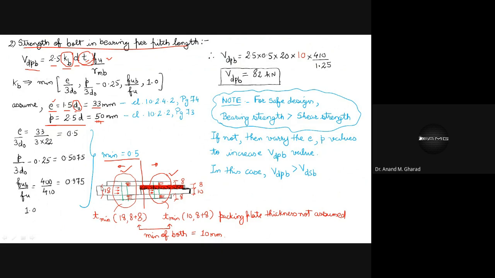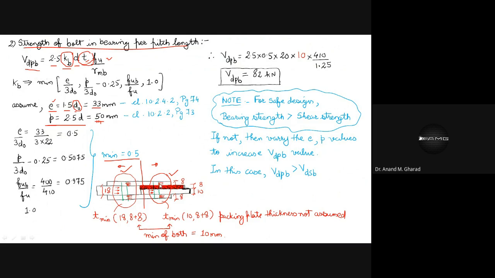The dimension or the thickness associated to it is 18 mm. Correct? So amongst these, the minimum of these two shall be 16 mm. Right? But over here, as you can see, we assume that the packing plate thickness is not contributing to any bearing stress distribution initially.